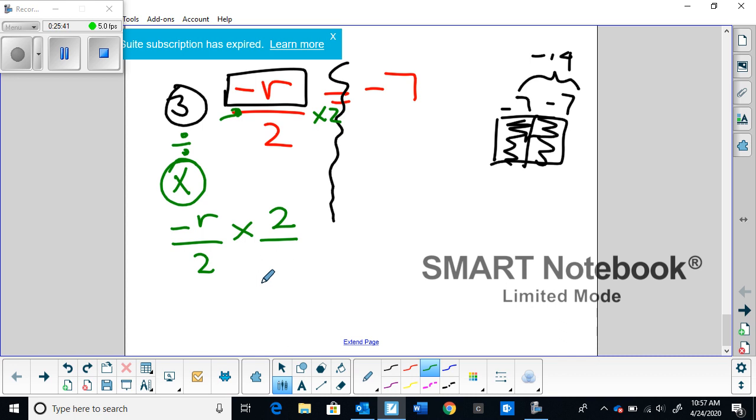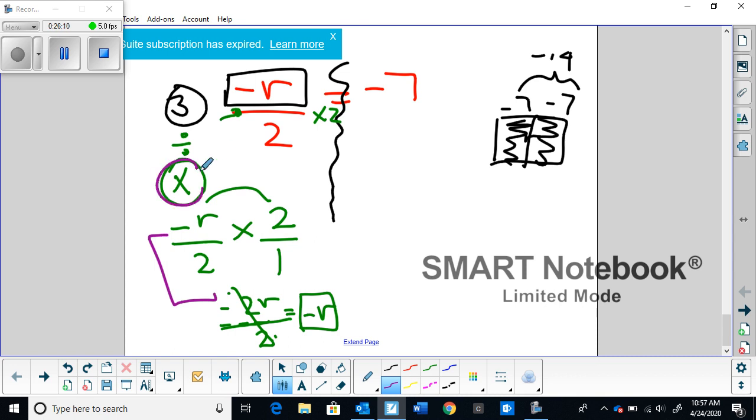What's the denominator on a whole number always when we multiply fractions? It's going to be 1. So when I multiply this, I get -2r over 2. And -2 divided by 2 is -r. So I'm left with that r by itself. Perfect. So this part that I just did shows you why the opposite operation works: multiplying by 2 ends up just giving us the -r, and gets rid of that 2.